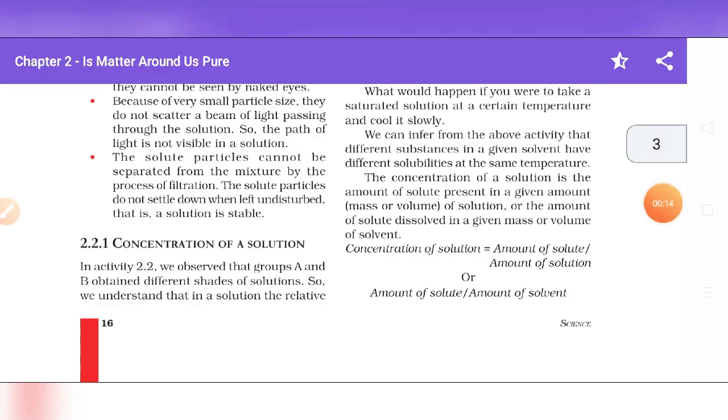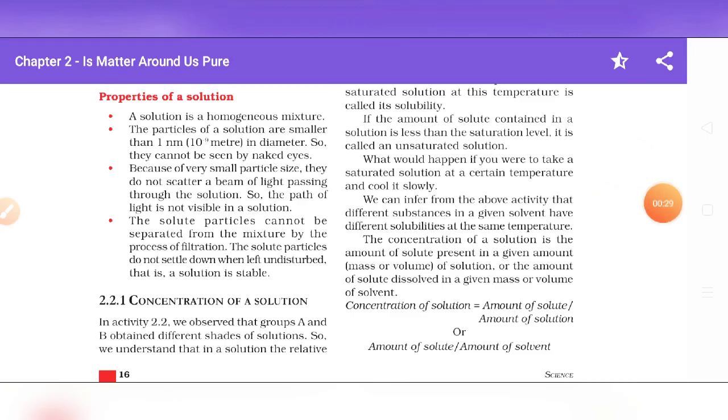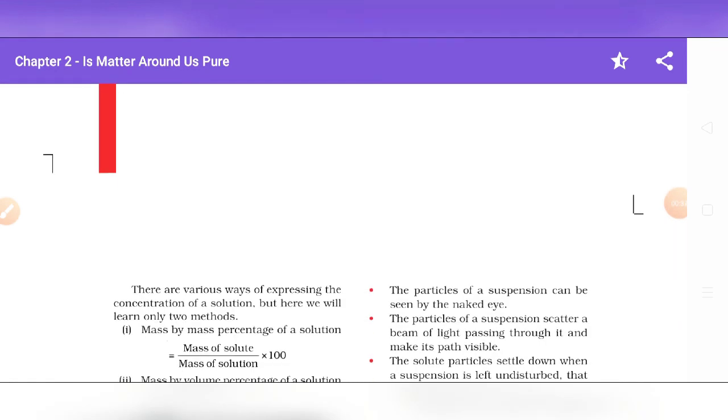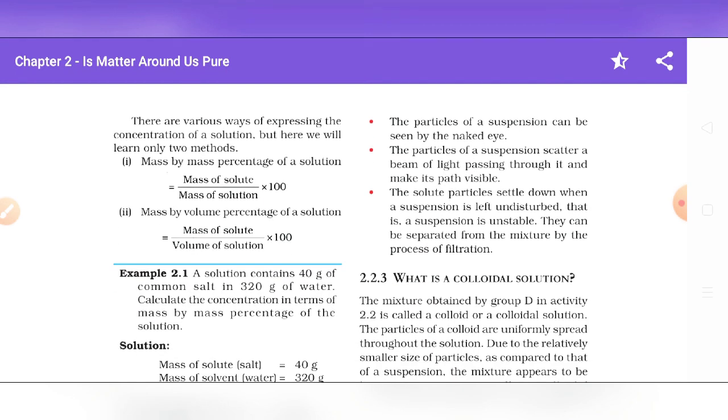Now student, the concentration of a solution can be expressed in a number of different ways. The most common way of expressing the concentration of a solution is the percentage method. By this method we can easily find the concentration of the solution. Here two methods are given: the first is mass by mass percentage and the second is mass by volume percentage of a solution. By the use of both methods, we can find the concentration of the solution.